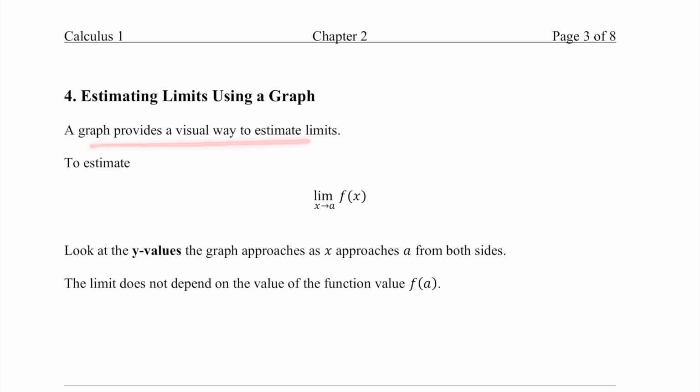To estimate the limit of f of x as x approaches a, we look at the y values the graph is moving toward as x gets close to a. Very important, we look at what happens from the left and from the right. And remember, the limit does not depend on the value of the function at that point. It depends on what the graph is approaching.